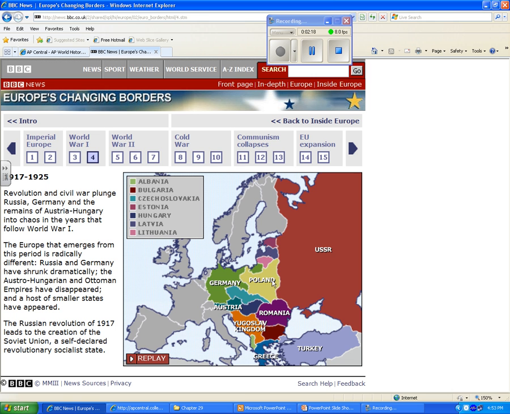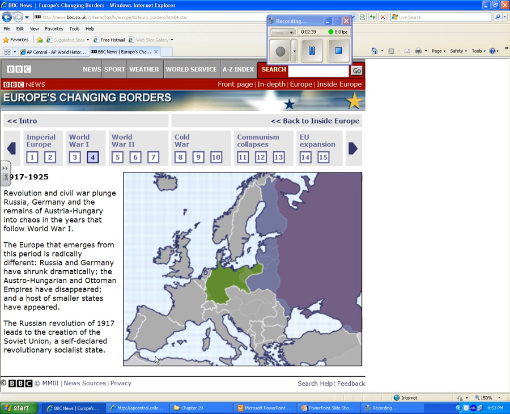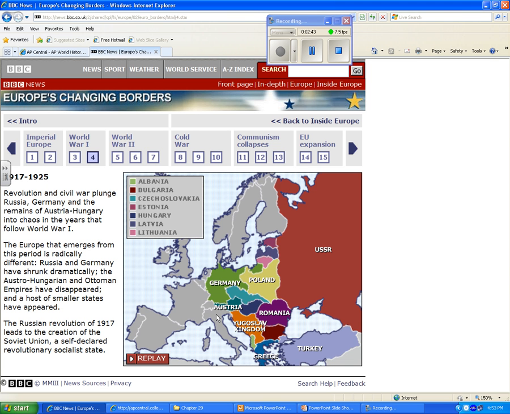By 1925, we have the new nation of Poland. Look how much smaller Germany got. You've got Latvia, Lithuania, Estonia, Romania, Bulgaria, Yugoslavia, Austria, Hungary, Czechoslovakia down here, all right, and a little bit of Germany there. Look at that. Let me replay that again. Watch again. Watch what it is at the beginning and see how much it changes. That's our new map of Eastern Europe.